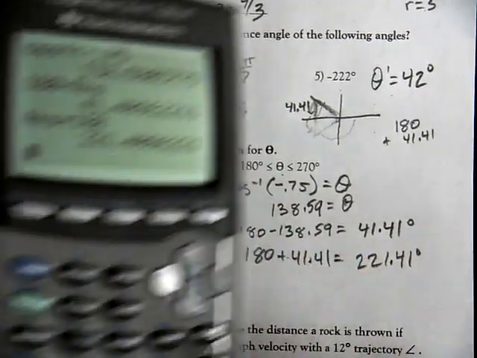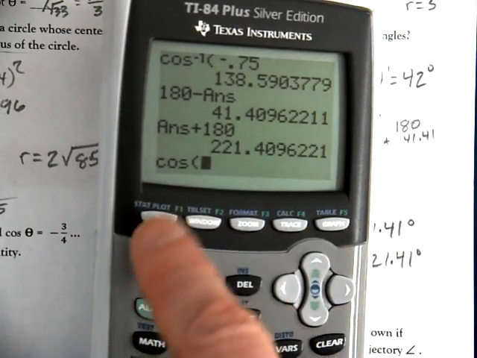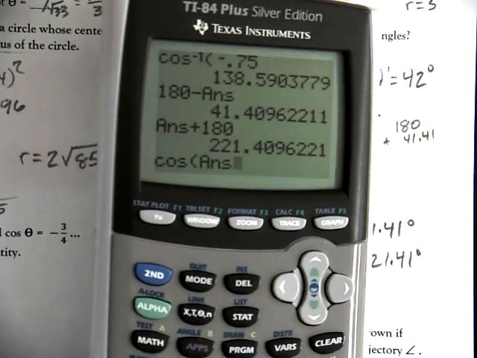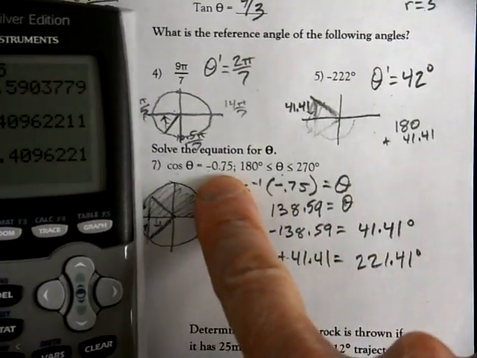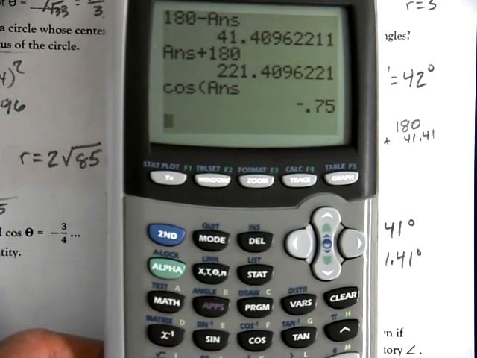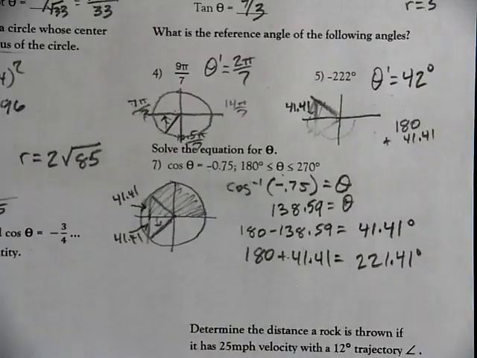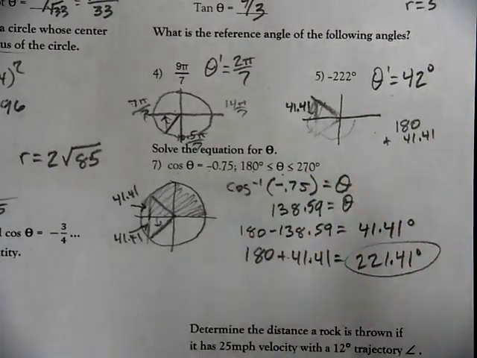Now there's a way we can test this. Okay, so we're going to do cosine of that angle. This is an angle. So of that exact angle, don't round it, do the same value. Now we're expecting to get negative 0.75, exactly. There it is. So that was a good test.